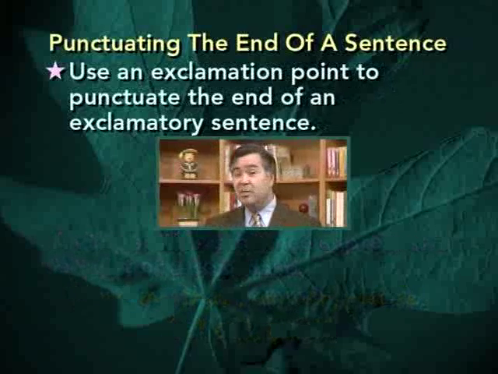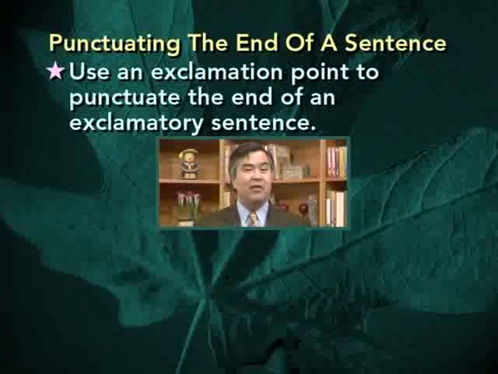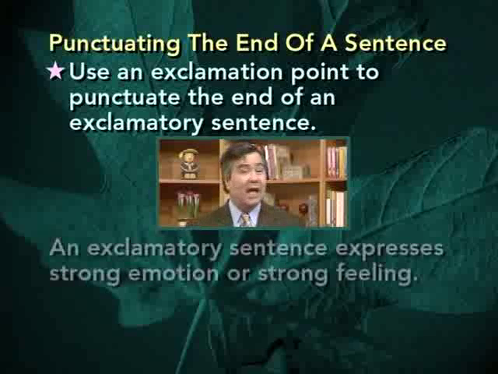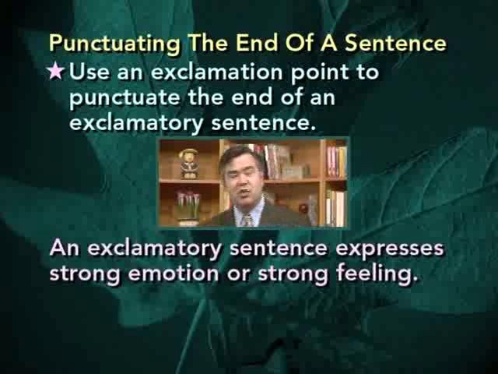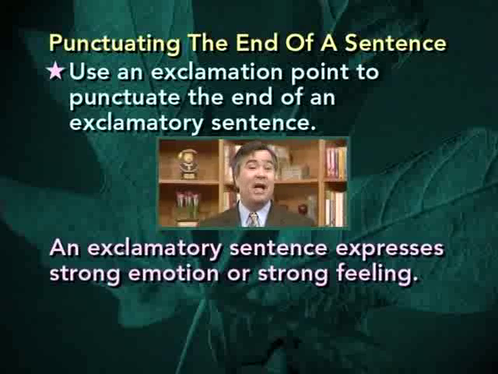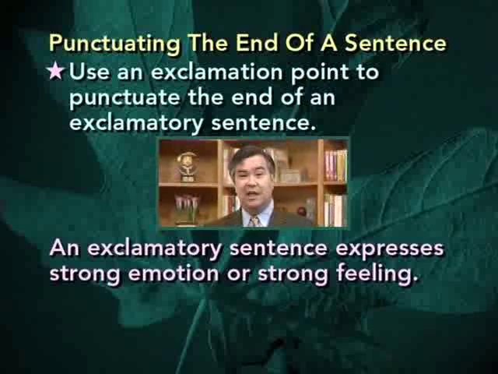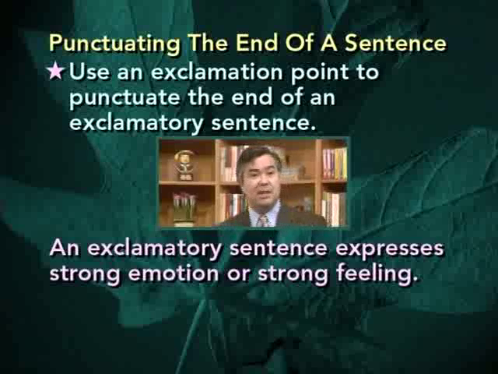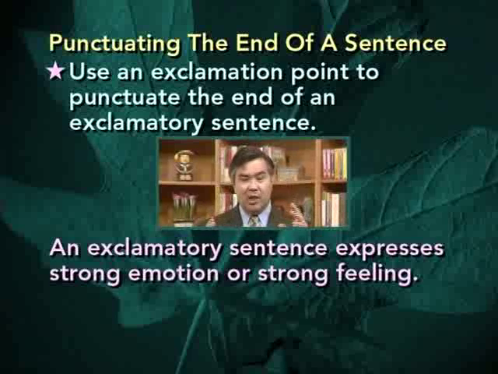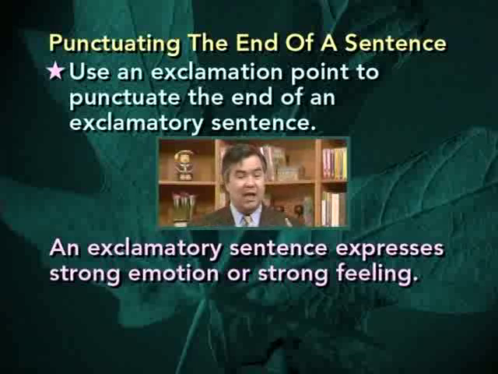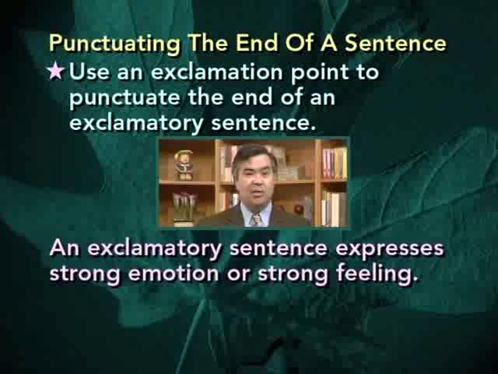Finally, use an exclamation point to punctuate the end of an exclamatory sentence. An exclamatory sentence is defined as one that expresses strong emotion or strong feeling. Therefore, by definition, it's appropriate to end an exclamatory sentence with an exclamation point. That tells the reader, this sentence has just expressed something that is very important with a great sense of urgency attached to it, and therefore you need to pay close attention to what it says. When you end a sentence with an exclamation point, you're telling the reader, pay attention.